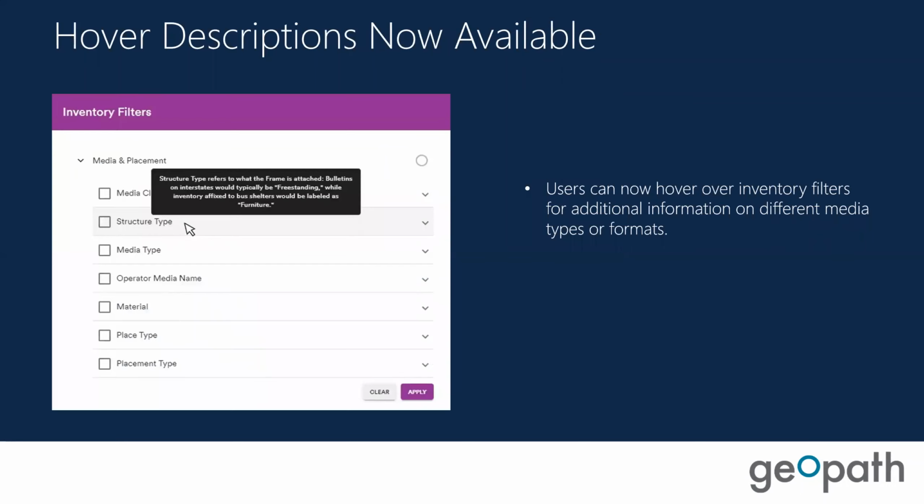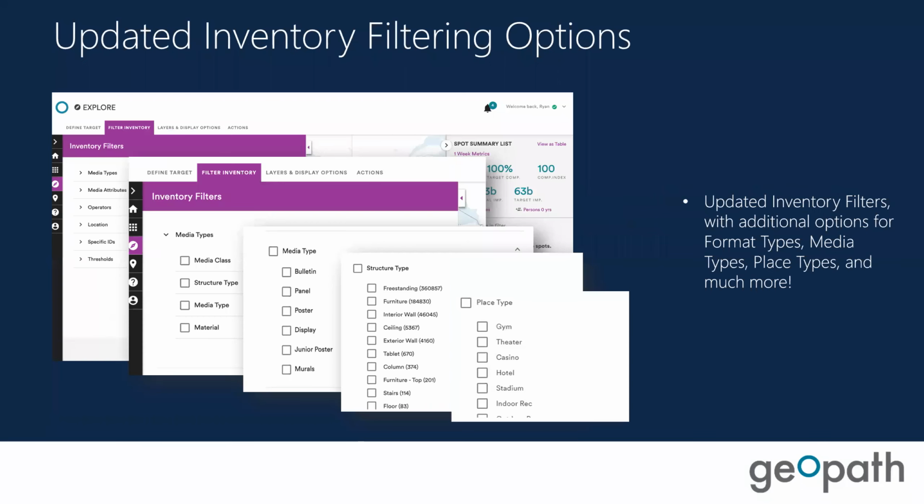And another helpful addition are hover states with explanations. So right here, the screenshot showing you the inventory filters, which also changed a fair amount to hopefully be a little more stepped out and provide more options for filtering for our members. But again, there are hover states that give additional information. So if you're ever confused or wondering what we mean by structure type or placement type, you can get a little bit more information here.